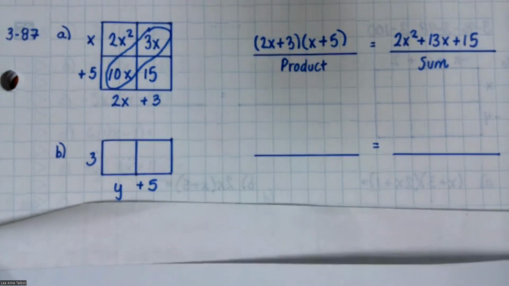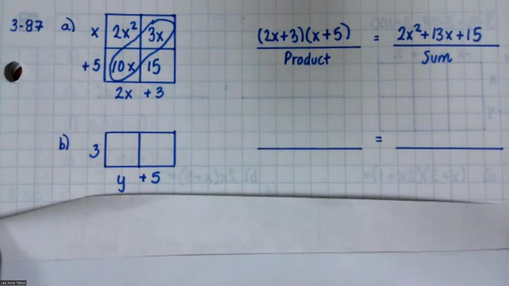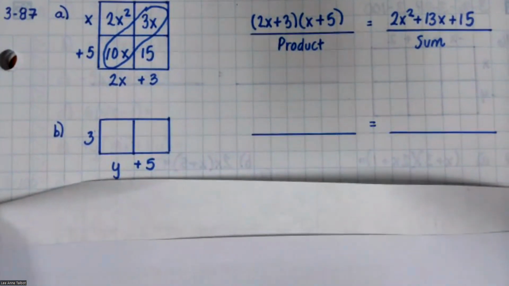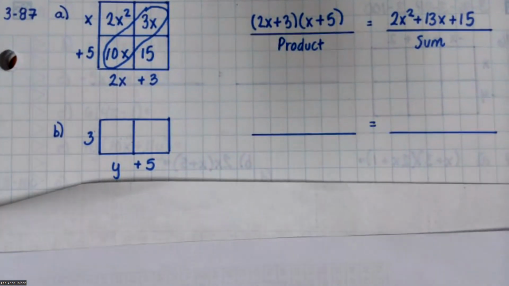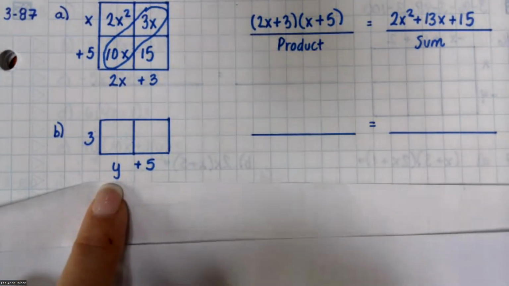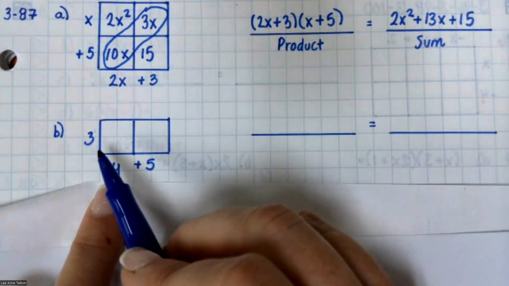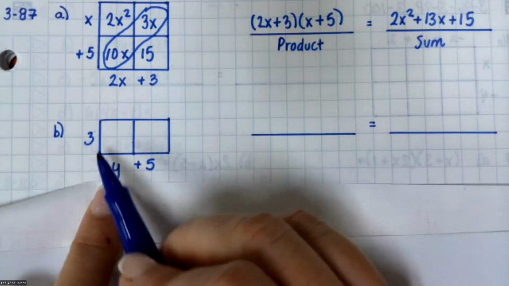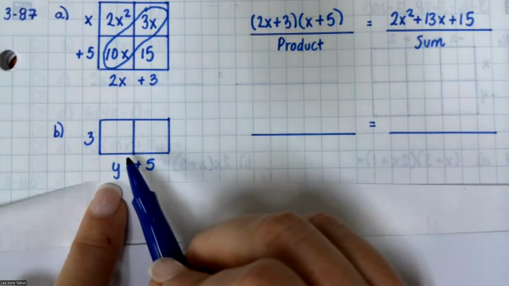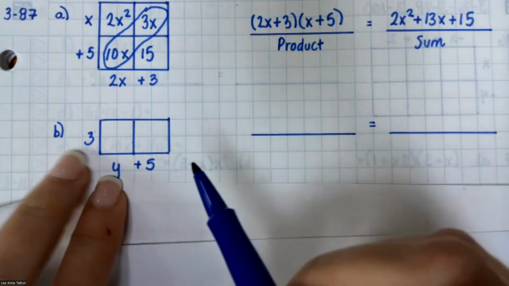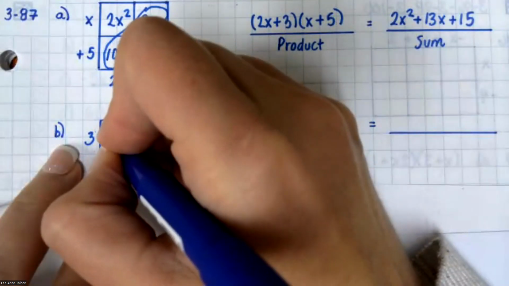Okay, now we're going to do B, which is an easy one. And then I have a challenge one for C that I want to see if you can do on your own. Okay, for B, this box, the height is 3, the base is Y. What's 3 times Y? 3Y.